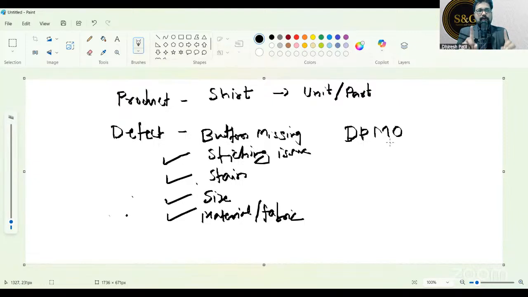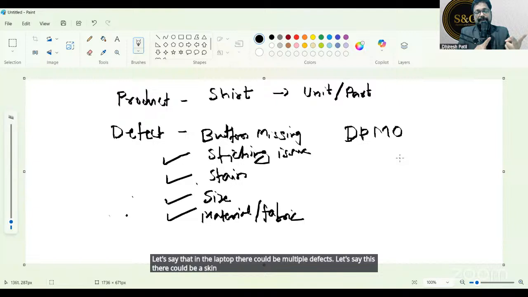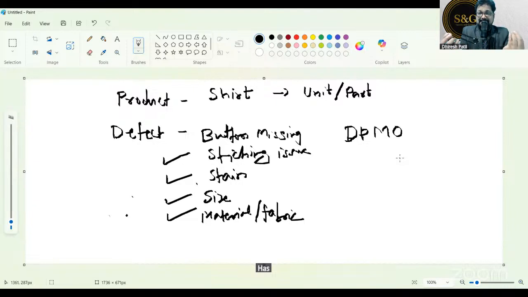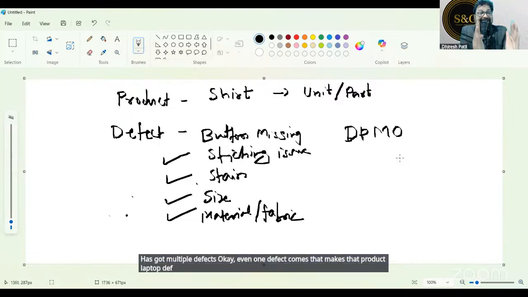Yeah. So let's focus here. Product becomes defective. Let's say in a laptop there could be multiple defects. There could be a screen problem, the key problems, a mouse problem, a camera problem. So the entire unit has got multiple defects. Even one defect makes that product, the laptop, defective. So defective is used for the entire product, and within the product there could be multiple defects.